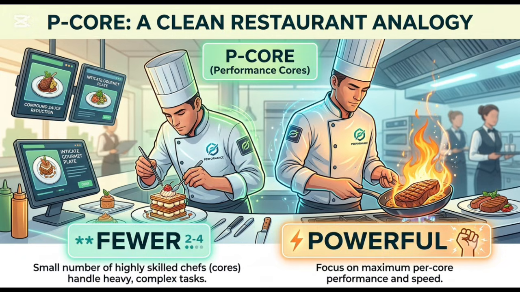If you have few complicated orders, the highly skilled chefs are useful. But if you suddenly receive thousands of simple orders, having many workers can be much more effective. This is essentially the difference between optimizing for individual performance and optimizing for overall throughput.